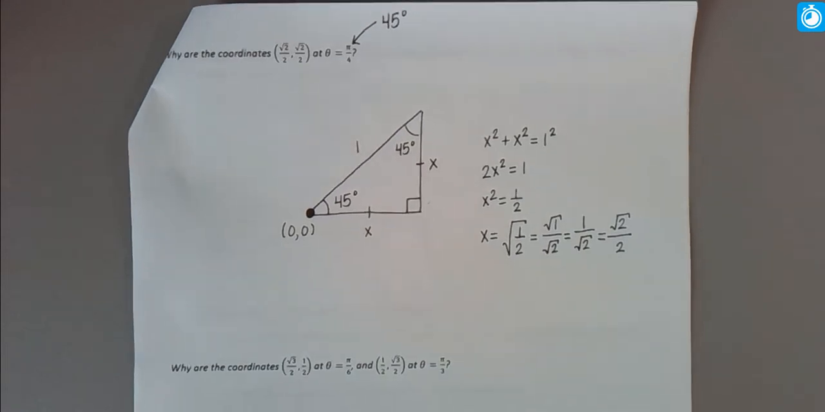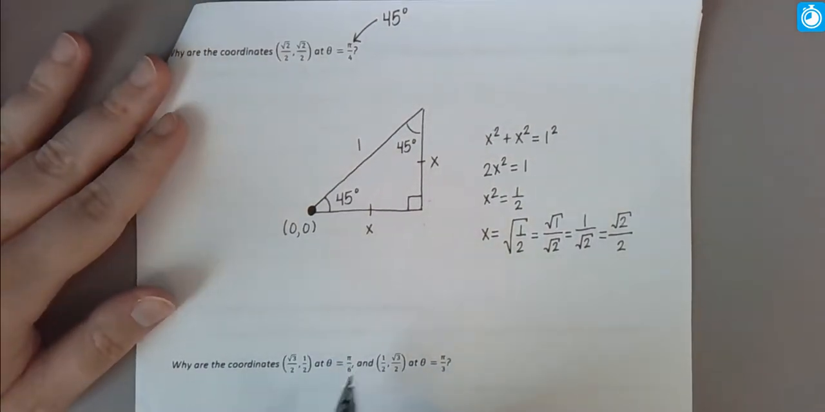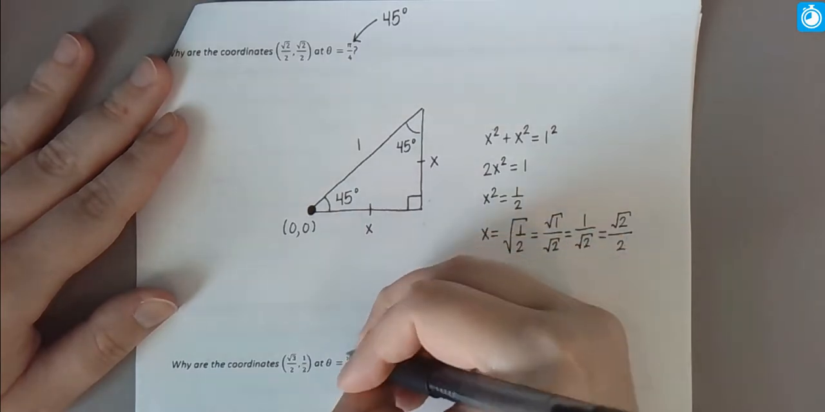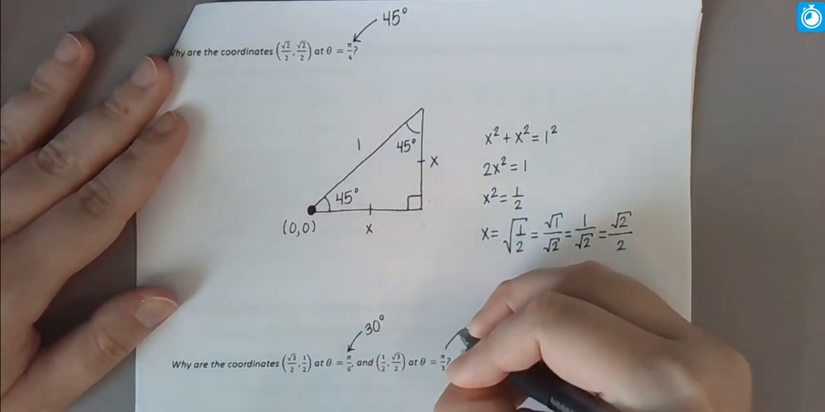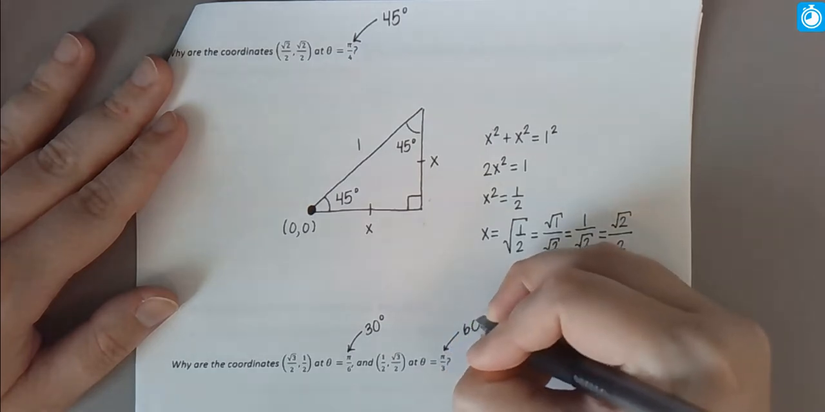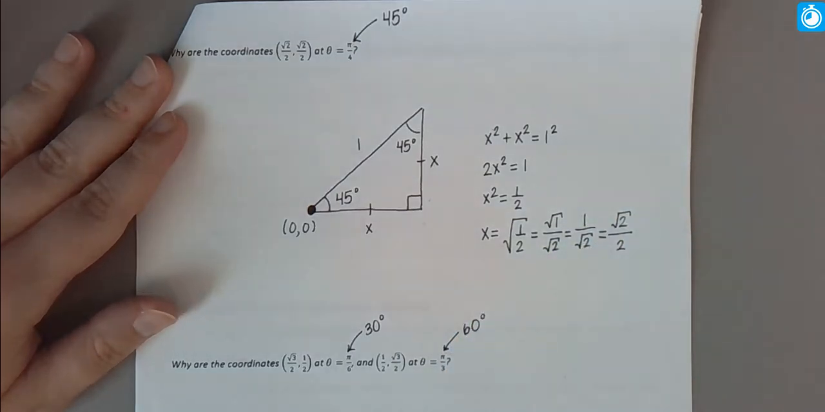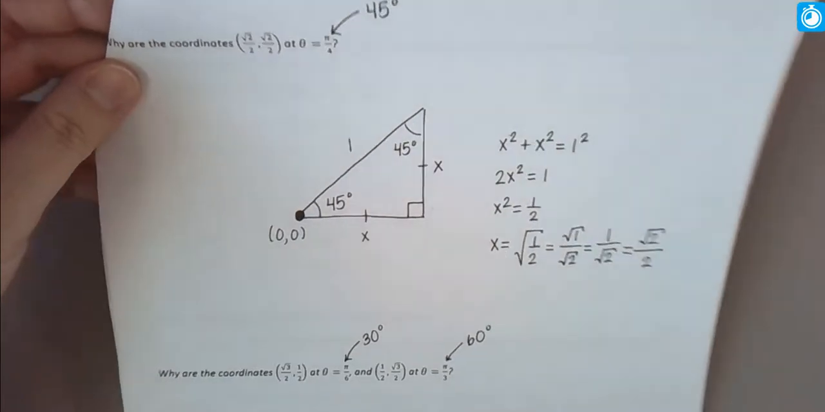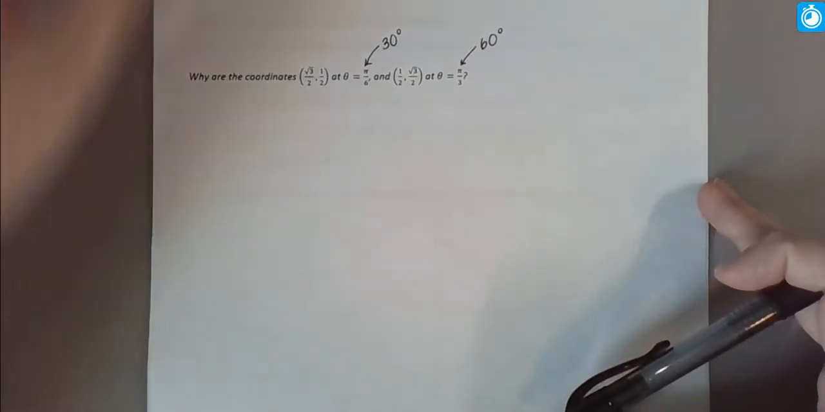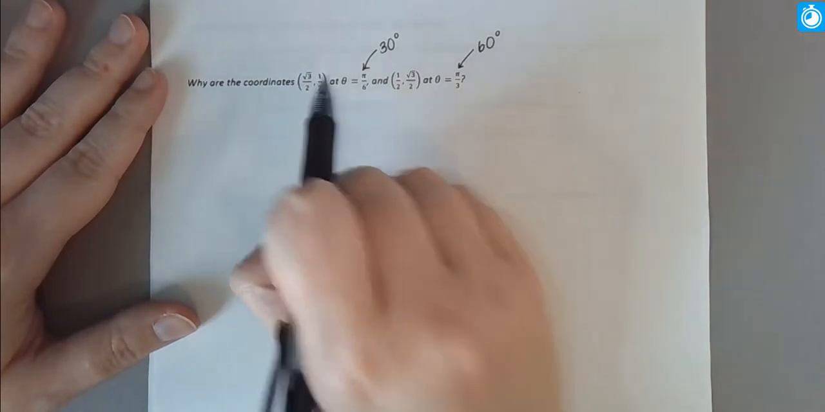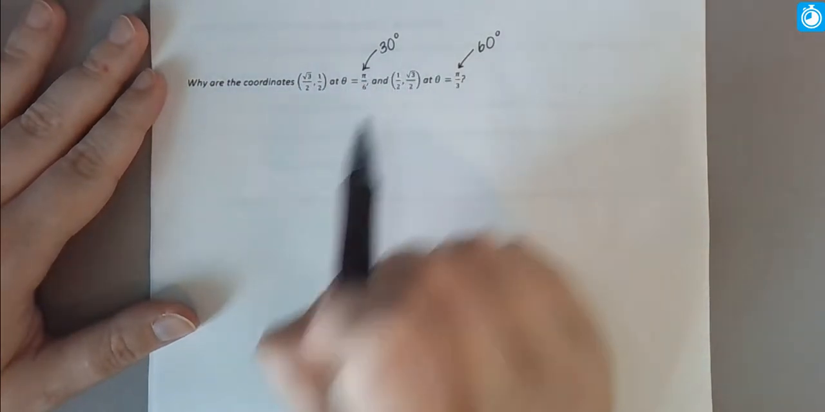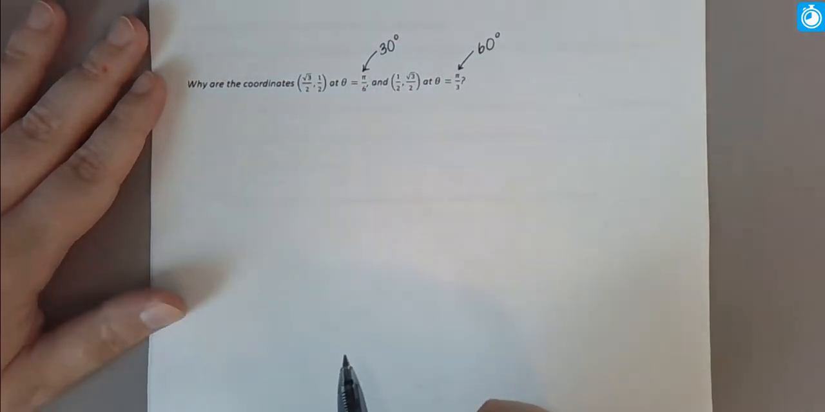What about the coordinates at pi over 6 and pi over 3? Pi over 6, otherwise known as 30 degrees, and pi over 3, otherwise known as 60 degrees. Okay, let's see what those are going to be. How can we make that determination? And then, of course, determine cosine and sine for those respective angles. I'm going to do something similar here.